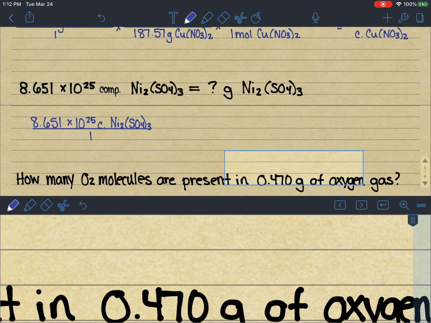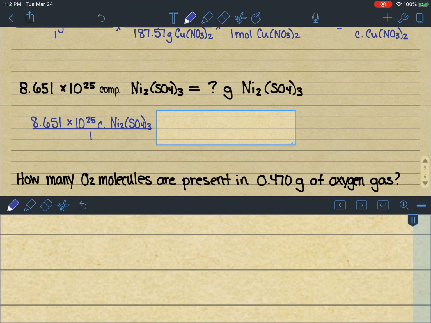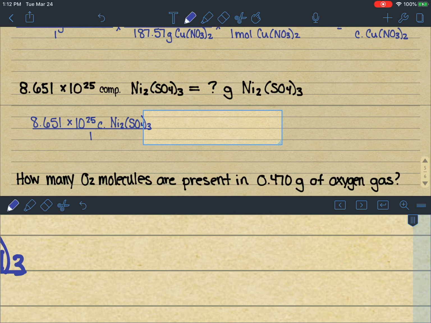All right, just 2 more examples to work out here. Now we have 8.651 times 10 to the 25th compounds of nickel 3 sulfate. Now we're starting off with compounds. Again, we have to go from compounds to moles, then moles to grams. In this problem, we'd also have to calculate the molar mass of nickel 3 sulfate. So you can imagine how these can become time consuming very quickly. Don't let that shake you, just step by step.